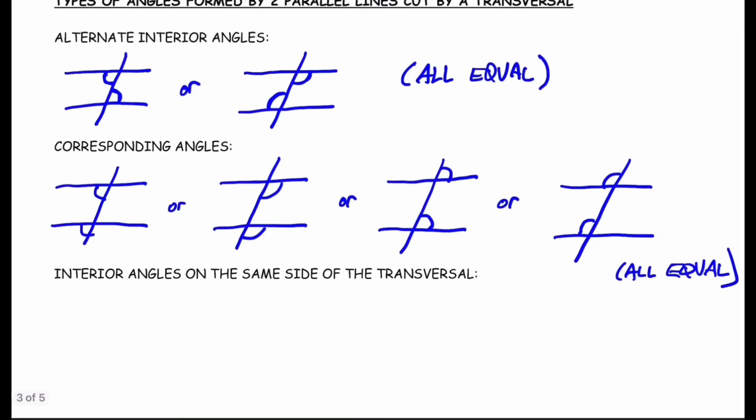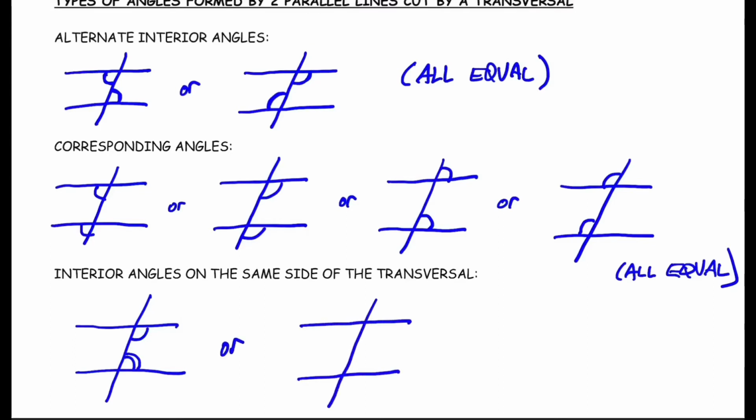Interior angles on the same side of the transversal. That'd be this one and this one. Now, those are not going to be equal. You can probably figure that out because if you just look at the shape, this shape is obtuse, that shape is acute. Or we could list them on the other side. Could be this one here and that one there. So the relationship here is that these are going to be supplementary.